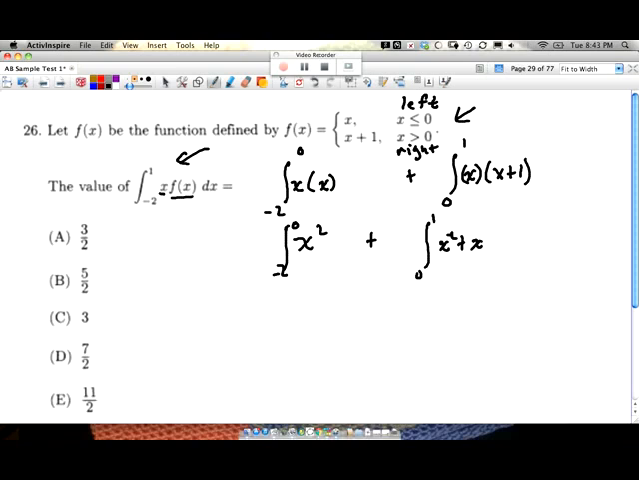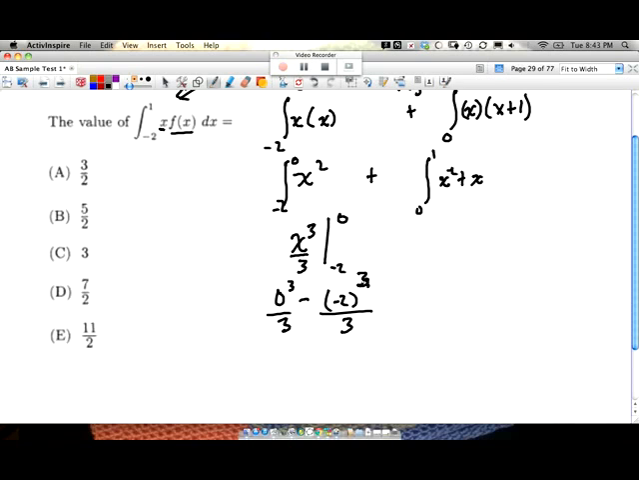Both easy to do, but still kind of a little complicated because we got to do each one separate. So the first one becomes x cubed over 3, and we're evaluating that from negative 2 to 0. Well, you plug in 0, that gives you 0, minus, plug in negative 2, negative 8 over 3, but then a negative sign, which is going to be 8/3 for the first one.